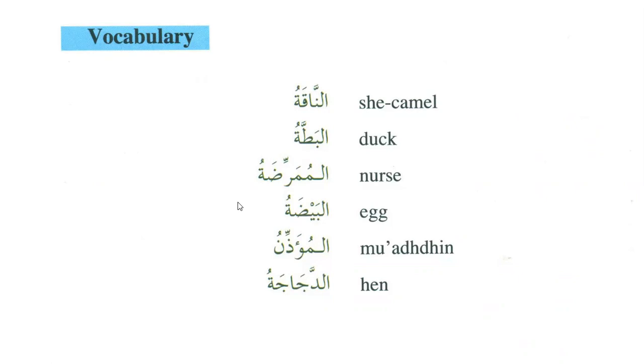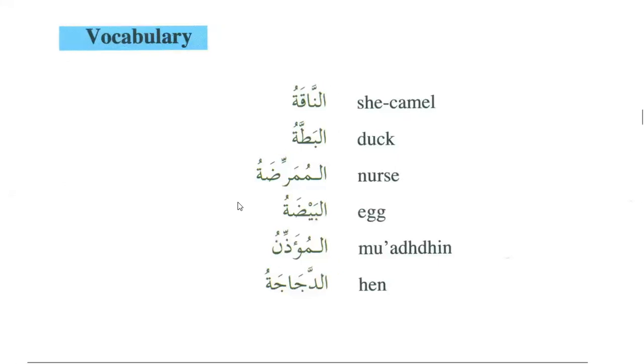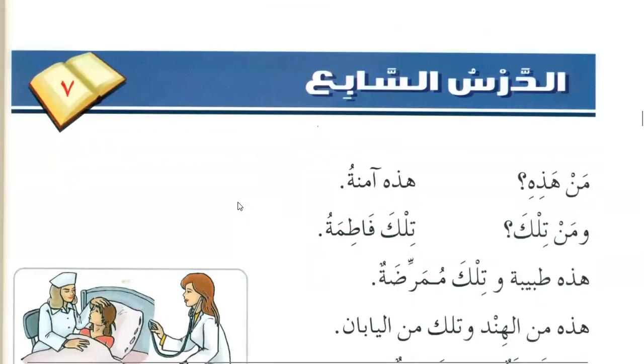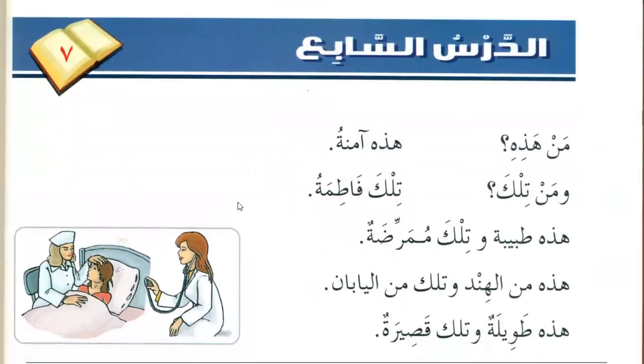Al-mu'azzinu. So what's the meaning of that? The man who says the azan is called al-mu'azzin. Ad-dajjatu, hen. That's the Sabi's 7th lesson.